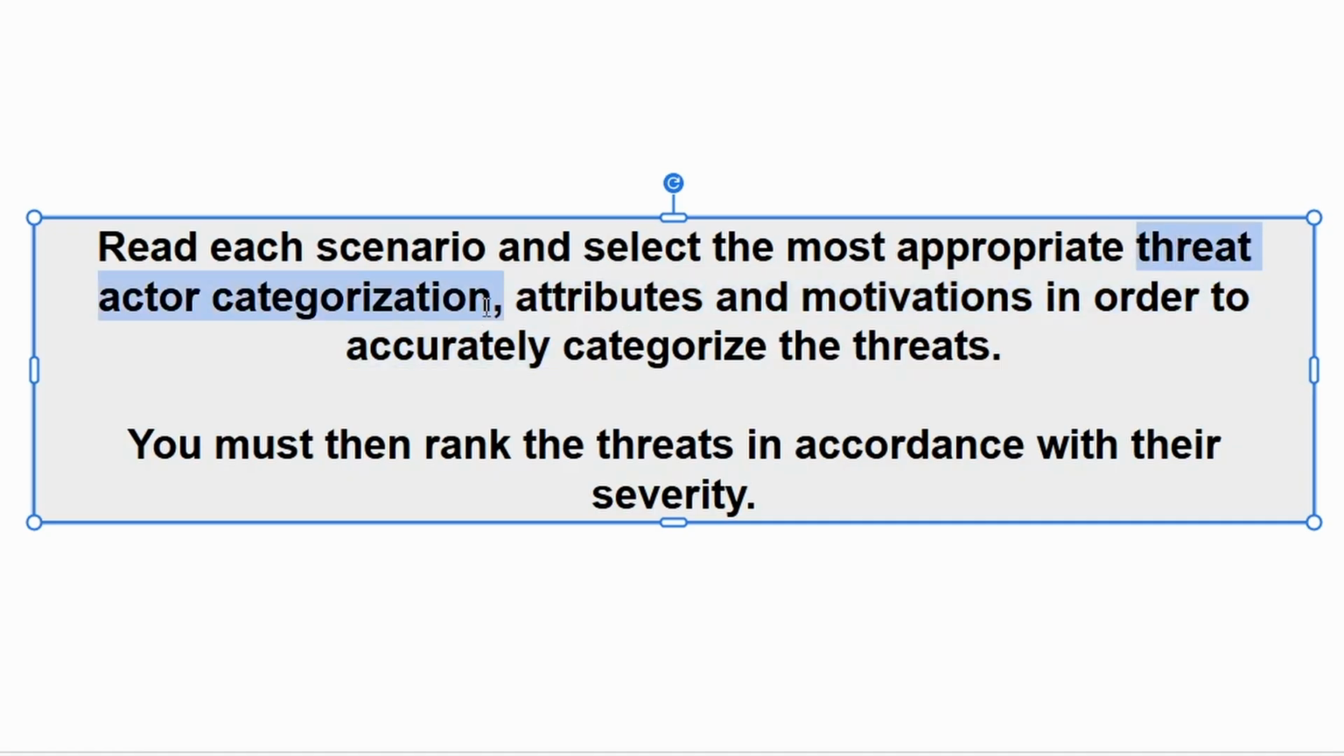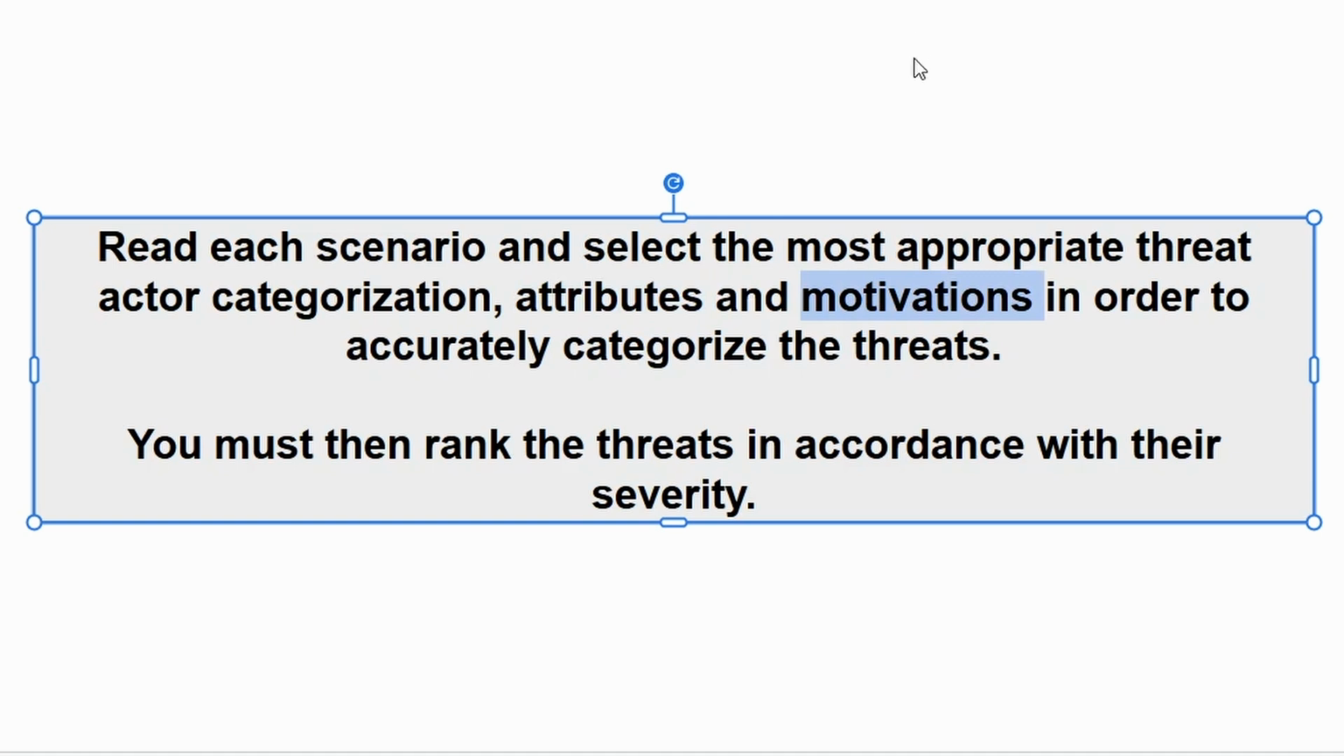Is it organized crime? Is it a hacktivist? Something along those lines. What type of attributes are we looking at for this particular attacker? Are they well funded? Do they not have a lot of money? Is it a threat coming from inside of our department, of our infrastructure? What kind of training do they have? Are they highly skilled? Things to that effect. And then the motivations as well.